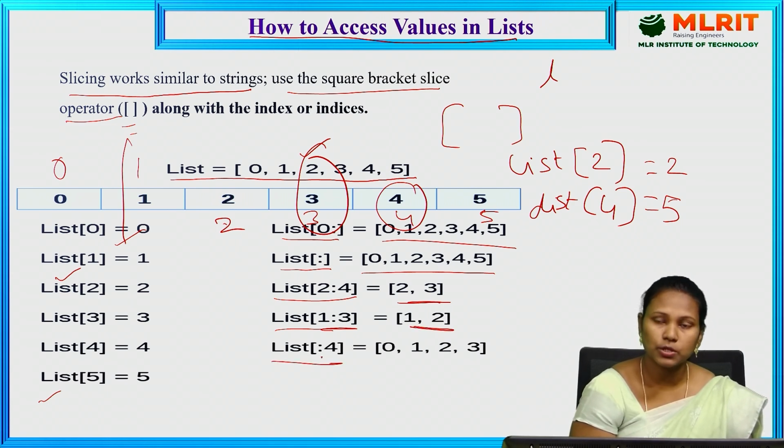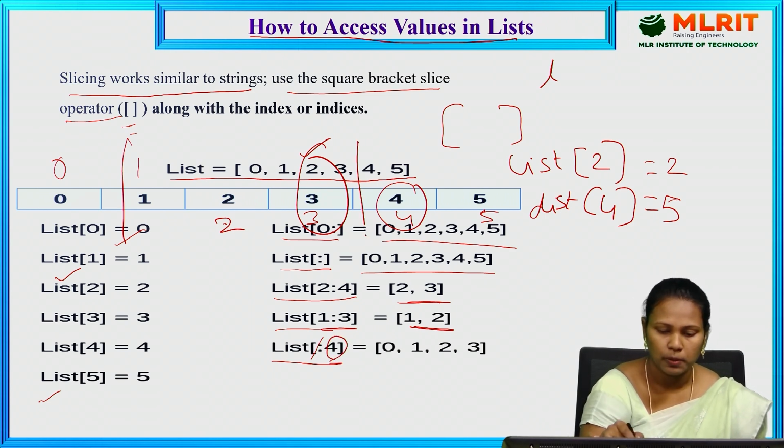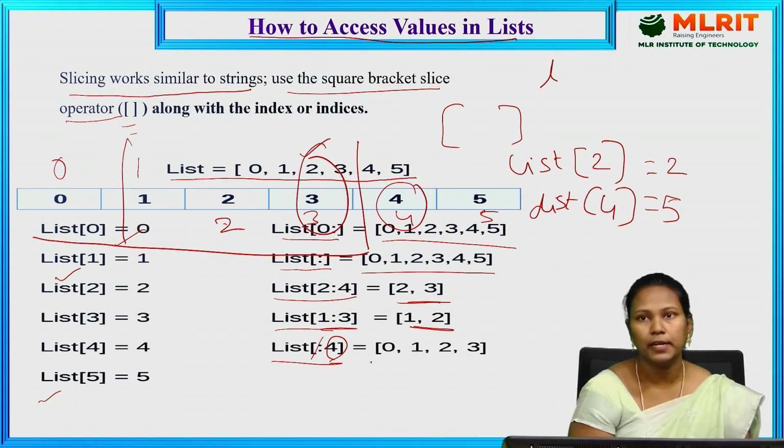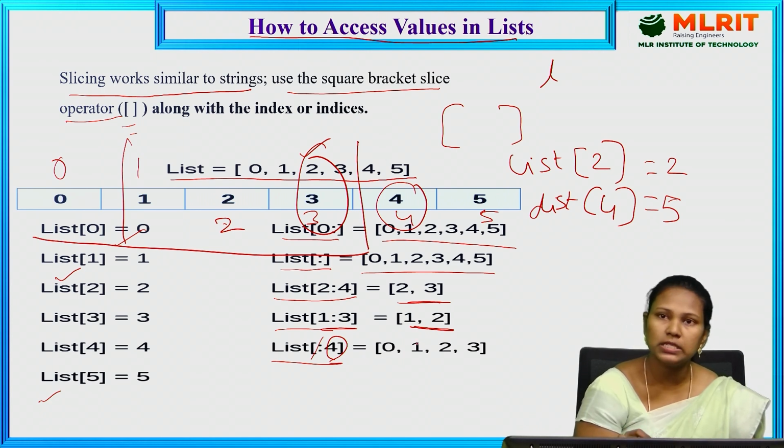Now list of colon 4. You are not specifying the start index, so it starts from 0 only. You specified the stop index 4, so it stops before 4 and prints 0 comma 1 comma 2 comma 3. In this way we are accessing values in the list.